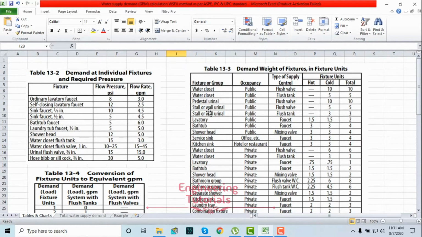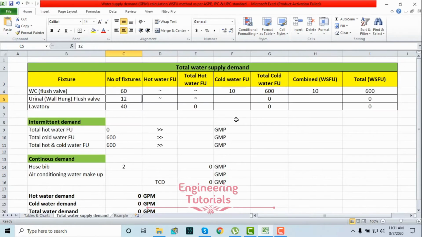Here you can find stall or wall urinals, one with the flush valve, another with the flush tank. Since we have used the flush valve type, we are gonna use this value. Cold water required is 5 fixture units and total is also 5. Same way we have to write cold 5 and total is also 5. Again you need to multiply the number of fixtures with the cold water fixture unit to get the total water supply fixture unit here for cold water, and total water supply fixture units are also 5 by 12, that is 60.